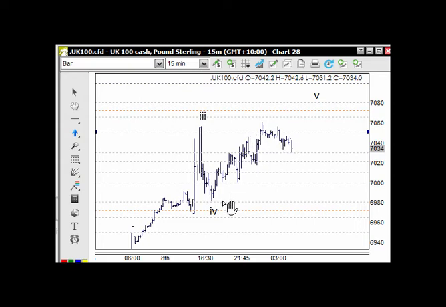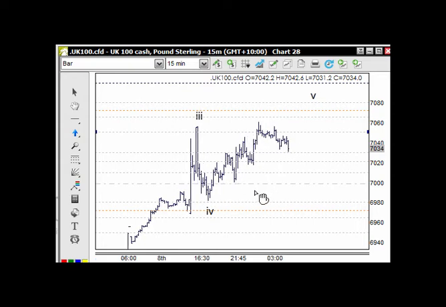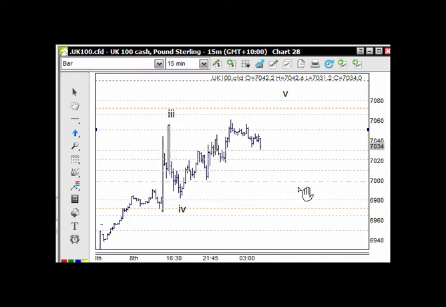So it's got that sort of ending pattern there. So it's likely to be pulled back into the 7,000. If, however, it finds support on 70.50, the midpoint, then you go long from that point and you can go up a little bit higher here.